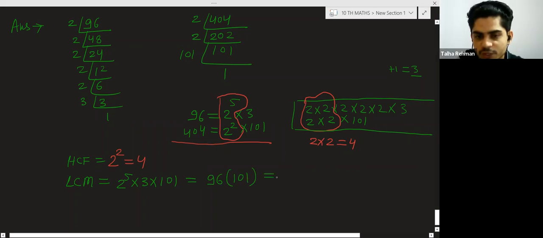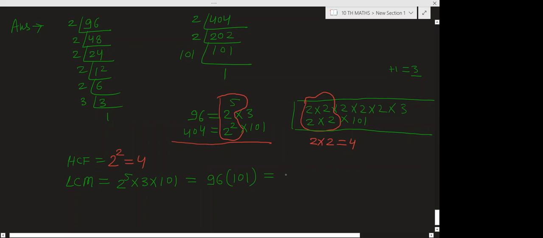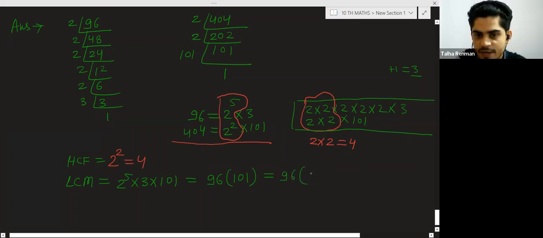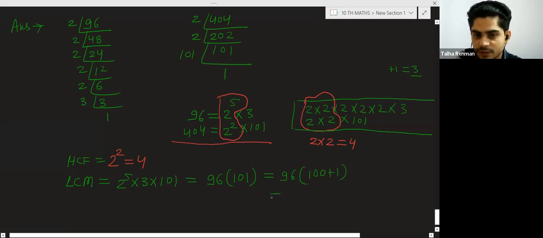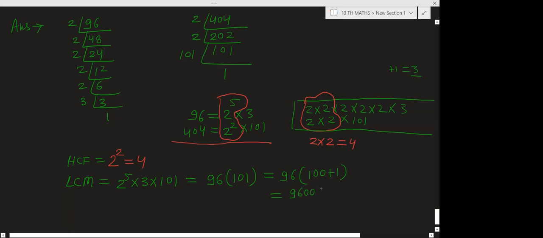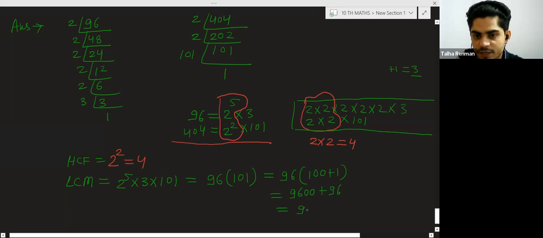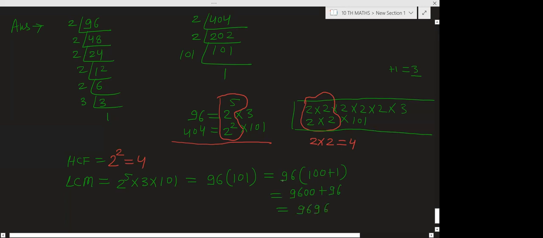So what should you do now? Please look here. I can write 101 as 100 plus 1. Yes, sir. And now you should multiply. 96 into 100 means 9600, plus 96. And when you add this, you will get 9696. This will help you in calculation in the examination.